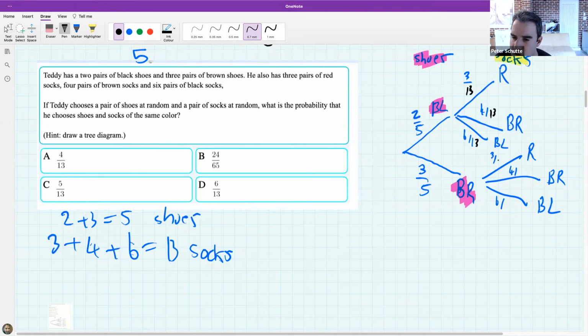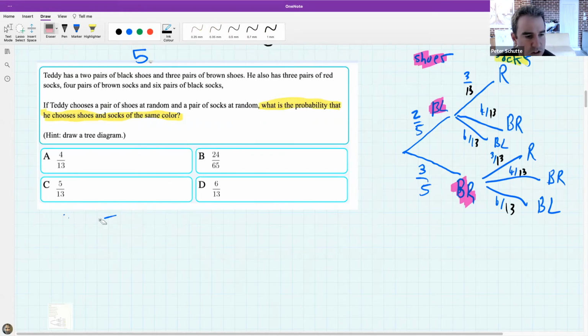13, 13, 13, 13. Okay, now, I'm so impressed by my class. Very alert, everyone. Fantastic. Okay, now, here's the question. It says, if Teddy chooses a pair of shoes at random and a pair of socks at random, what is the probability that he chooses shoes and socks of the same color? Using the thinking that we've used so far in the lesson, I want you to see, can you figure out what you think the right answer is, A, B, C, or D?